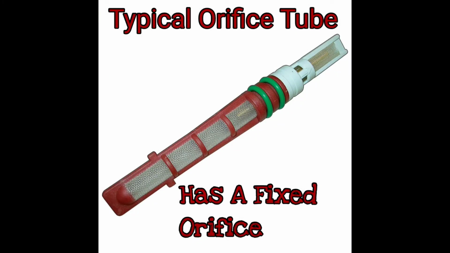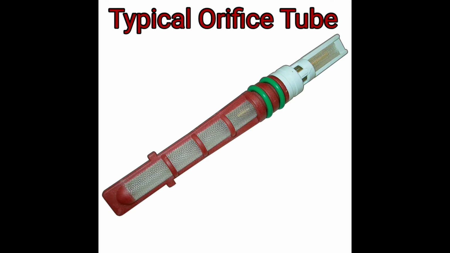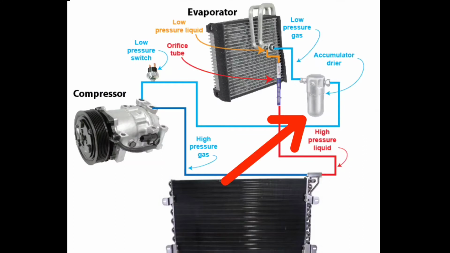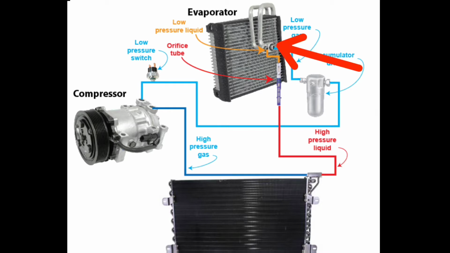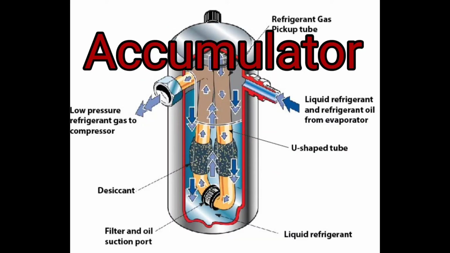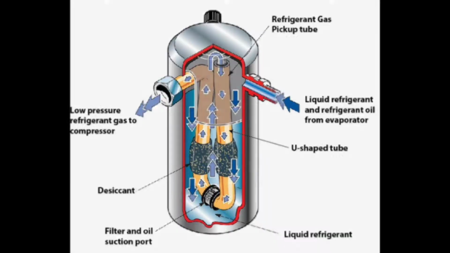So an orifice tube is basically a fixed orifice that expands the refrigerant, but it's unable to regulate the flow rate. The accumulator protects the system. It is located on the low pressure side of the system between the evaporator outlet and the AC compressor. It provides compressor protection, preventing compressor damage due to liquid slugging. It retains moisture and contaminants from the system. It ensures oil return and ensures that only refrigerant is returning to the compressor.